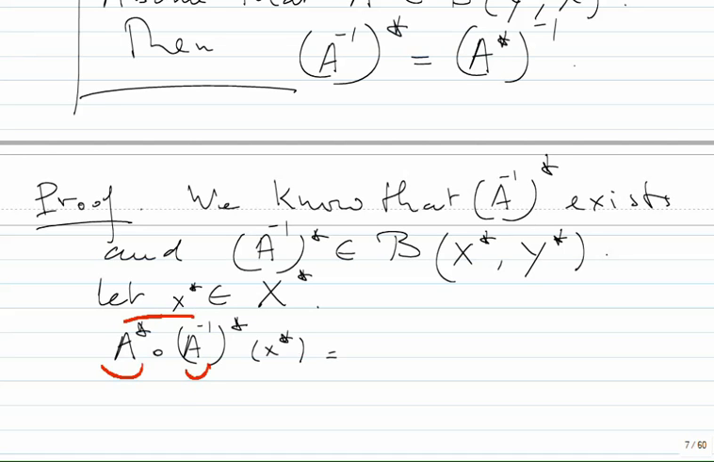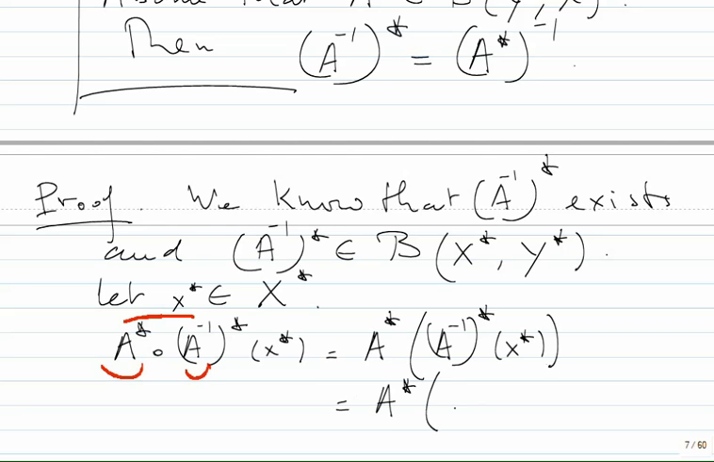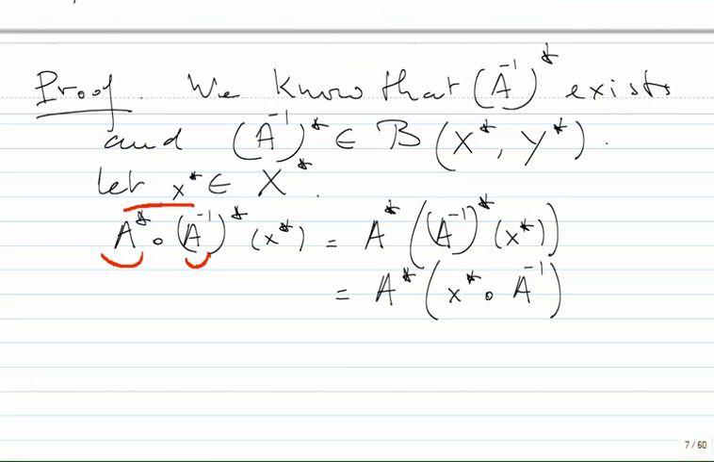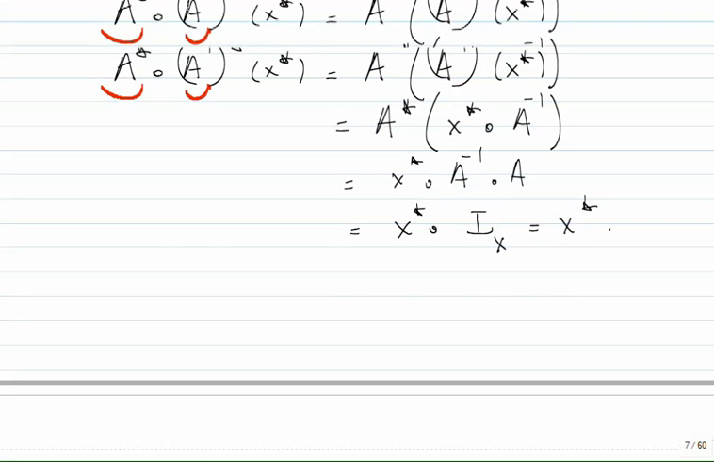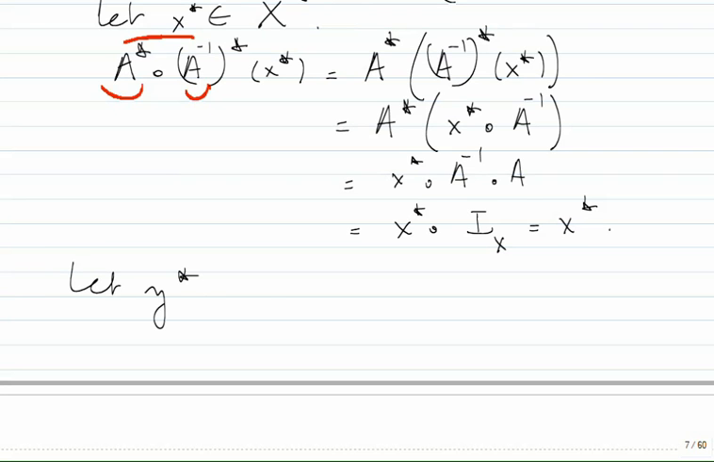So this is equal to A star of A inverse star of X star. By definition, this is A star of X star composed with A inverse. And finally, by the definition of A star, the adjoint of A, this is X star composed with A inverse composed with A, which is X star composed with I of X, and this is exactly X star. And the same ideas will apply for any Y star in Y star: A inverse star composed with A star of Y star equals Y star.